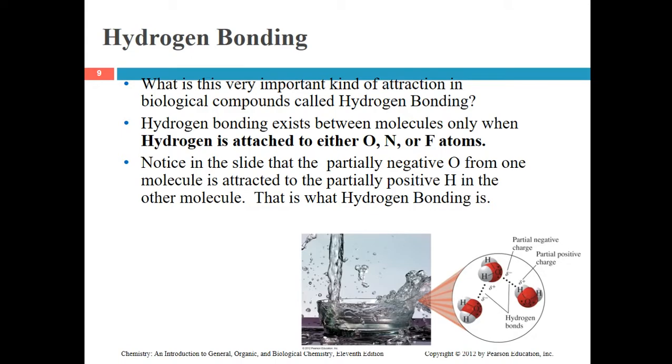Hydrogen bonding. What is this very important kind of attraction in biological compounds called hydrogen bonding? Well, if you remember, hydrogen bonding exists between molecules only when hydrogen is attached to either oxygen, nitrogen, or fluorine atoms. Notice in the slide that the partially negative oxygen from one molecule is attracted to the partially positive hydrogen in the other molecule. That is what the hydrogen bonding is. It's this attraction between the molecules.